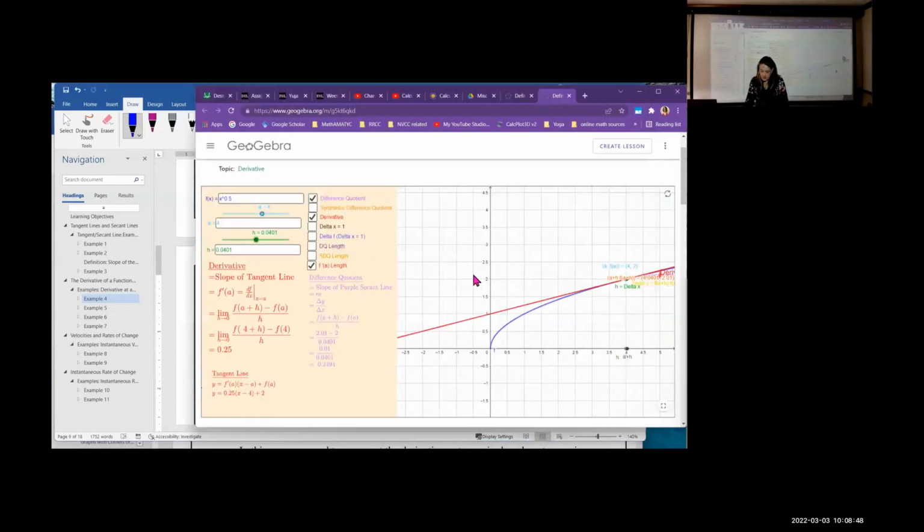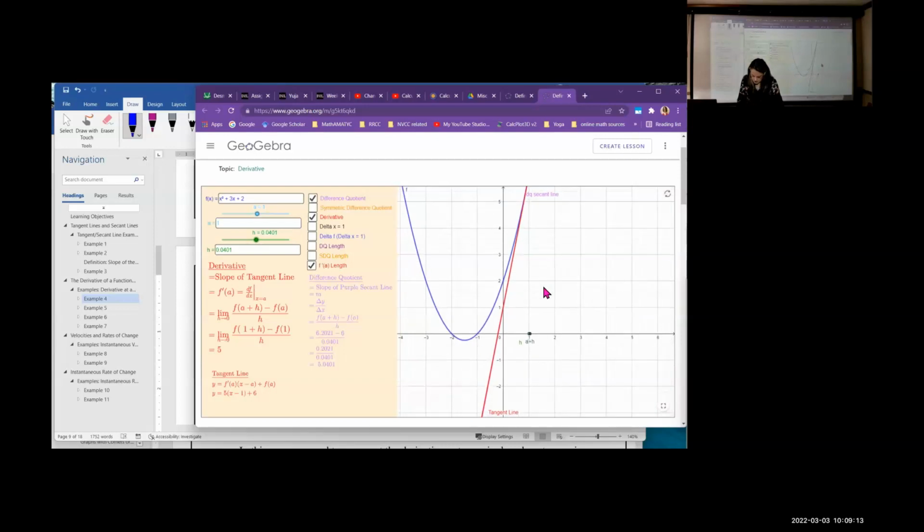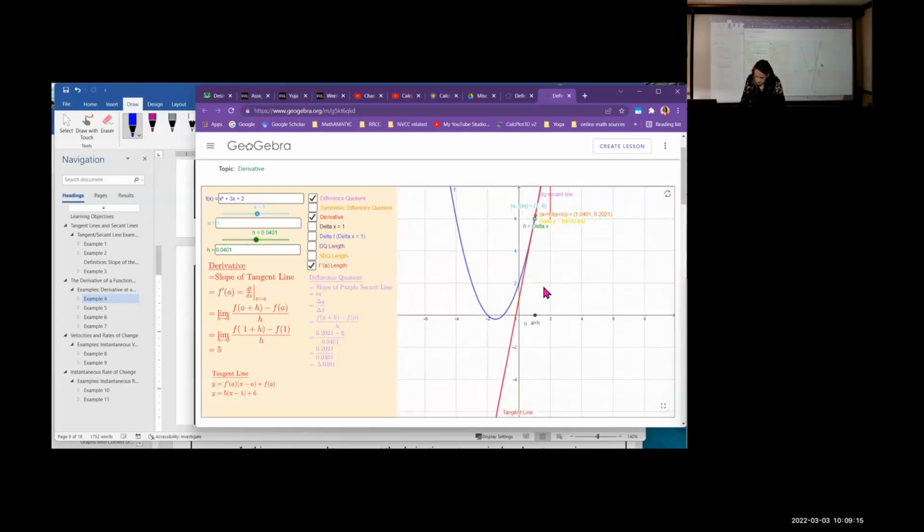So let's try x squared plus 3x plus 2. All right, so there's my graph, and I want to find it when a is 1. I think I need to probably scroll down a little bit so I can see where I am on the graph, and you can tell that it is approaching 5. The tangent line's approaching 5.